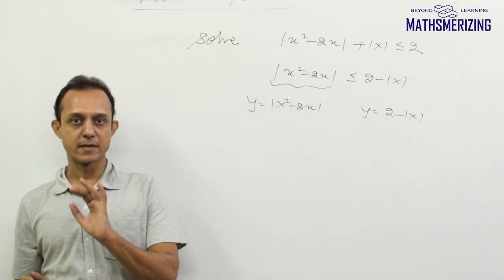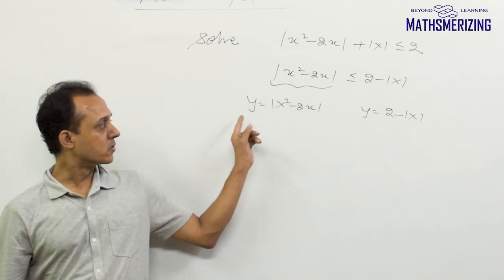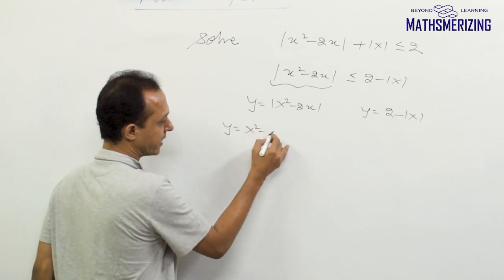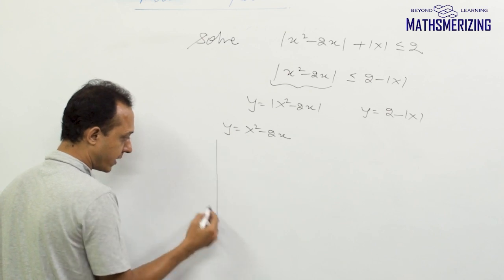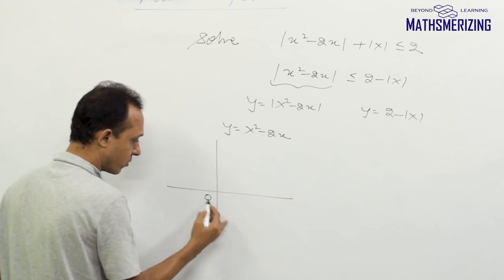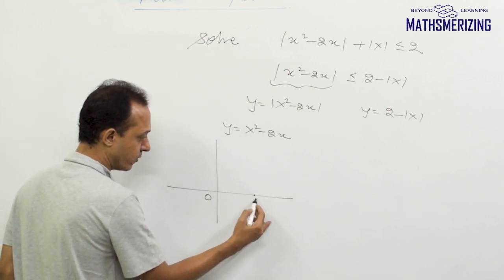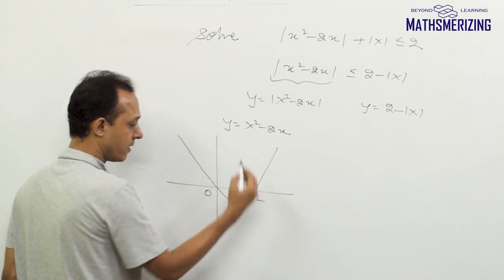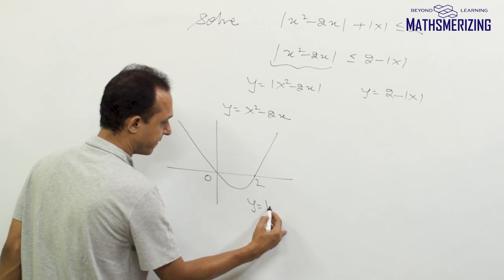Now, because we have already studied graphs in the previous lectures, I'll start with my basic graph. The basic graph here is x square minus 2x. So it's a quadratic equation opening upwards, with roots at 0 and 2. And then taking the transformation of mod f(x).